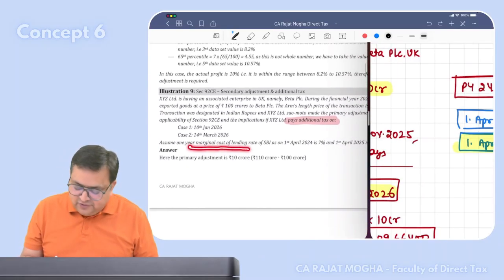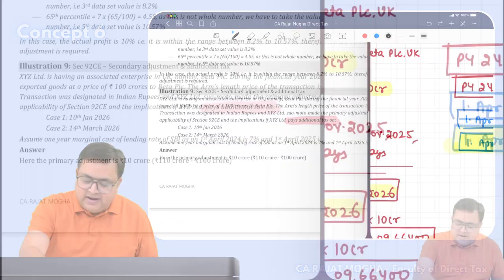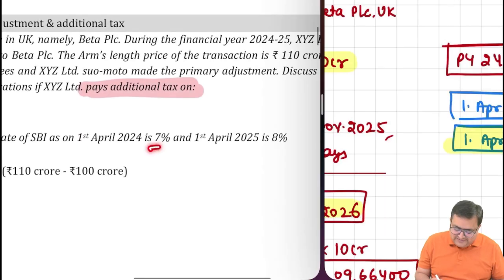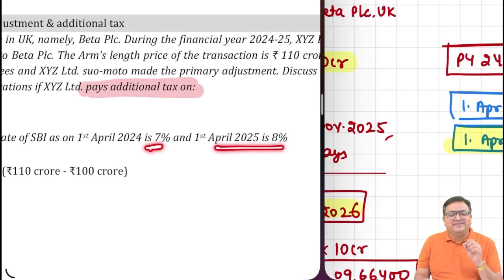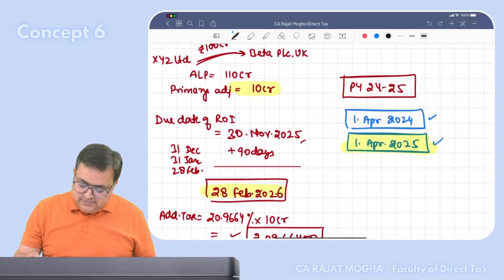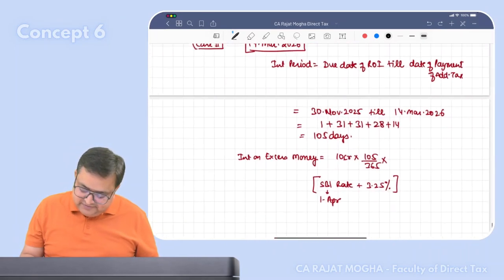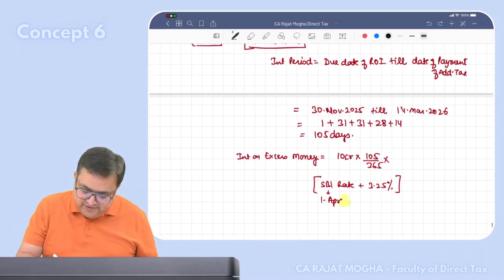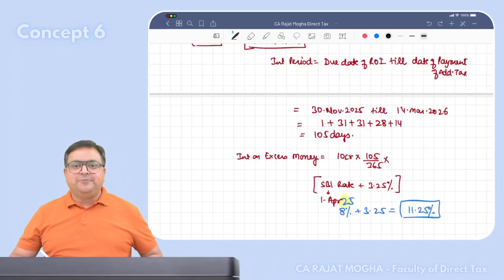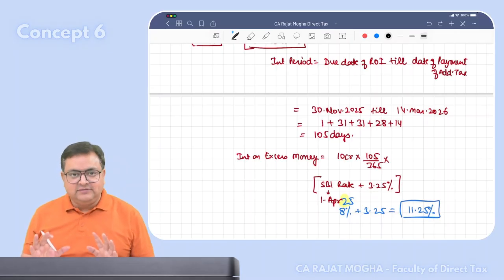Assume 1 year marginal cost of lending of SBI as on 1st April 2024 is 7%. 1st April 2025 is 8%. Which one will you take? Sir, 8%. Got it? So here you will take 8%, 8% plus 3.25%, which makes 11.25%. Everybody's okay? Good.